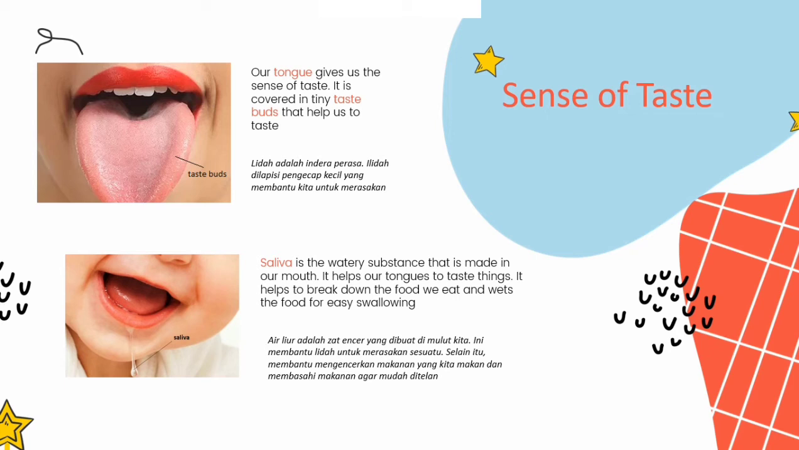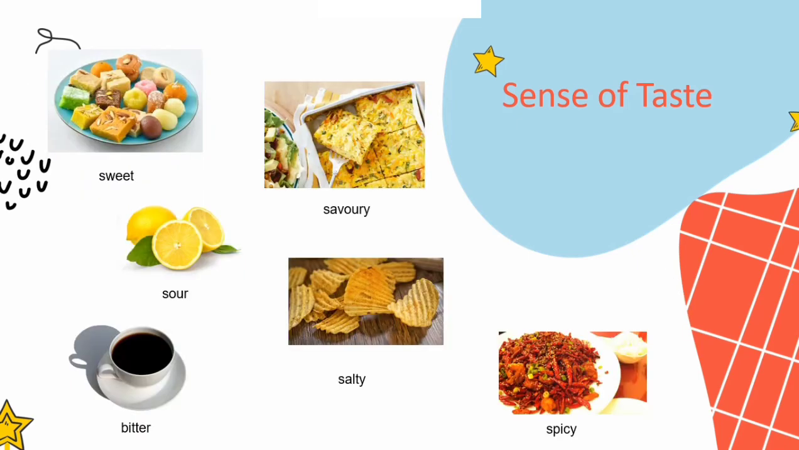Saliva is the watery substance that is made in our mouth. It helps our tongues to taste things. It helps to break down the food we eat and wets the food for easy swallowing. All the foods that you can think of are in some taste group. We have sweet food, we have savory, sour, bitter, salty, and spicy food.